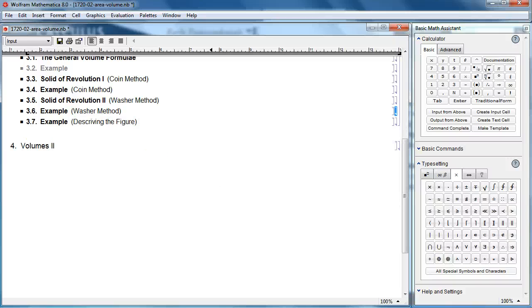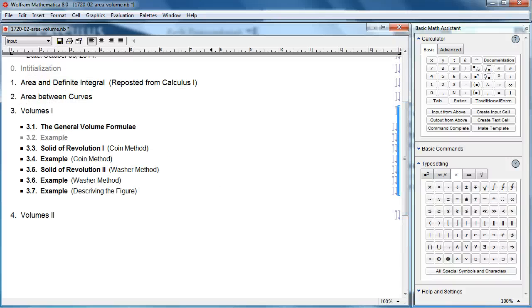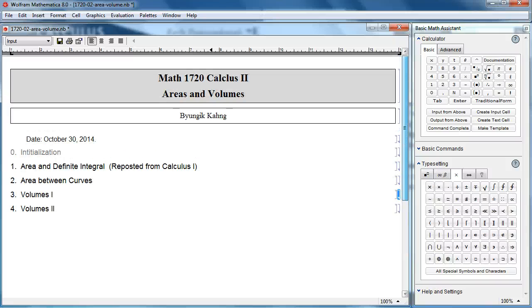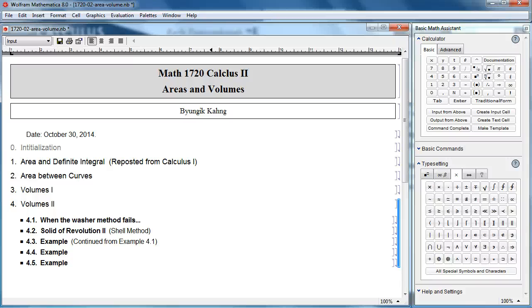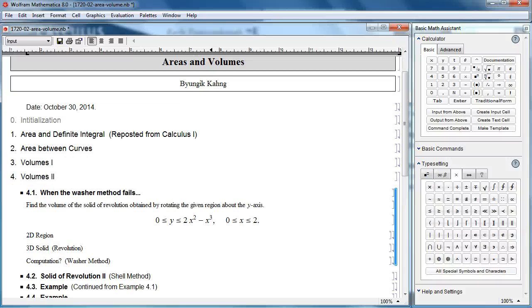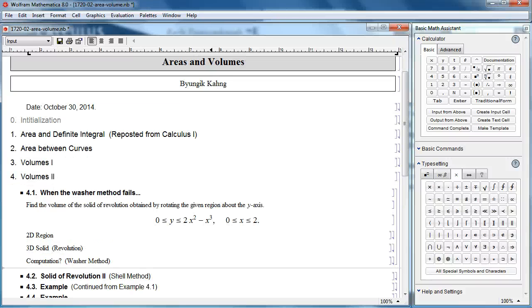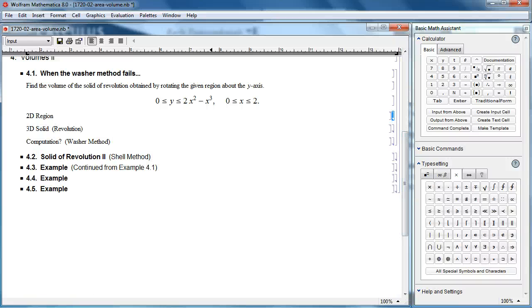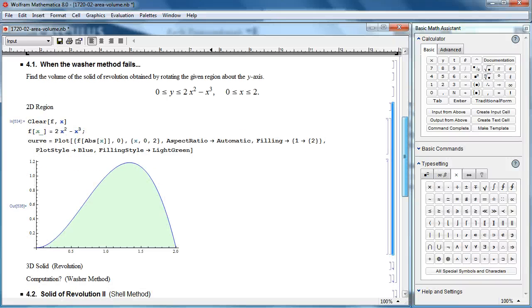Okay, that was a quick review, and I still spent more than 5 minutes. Okay, let's move on to the shell method. In some cases, the washer method simply does not apply. And here's one such example.